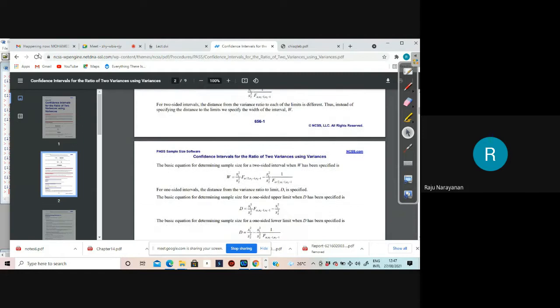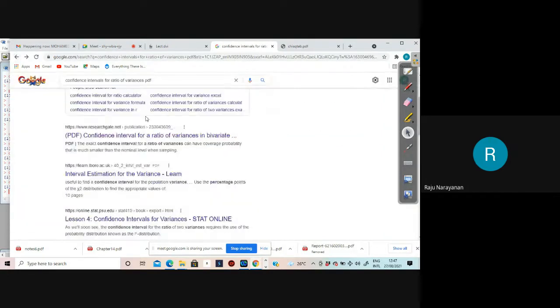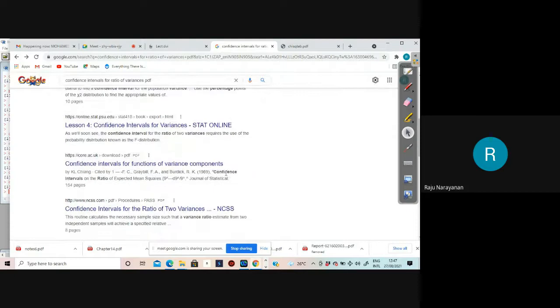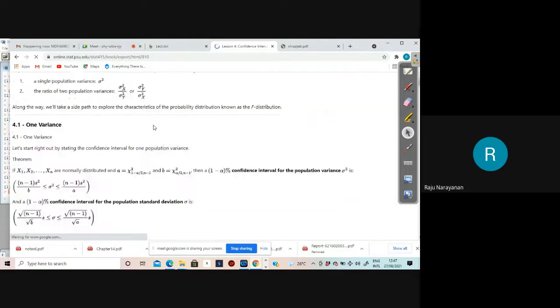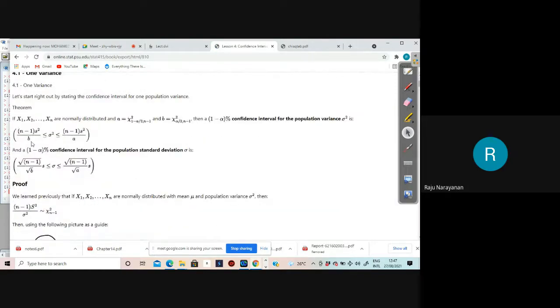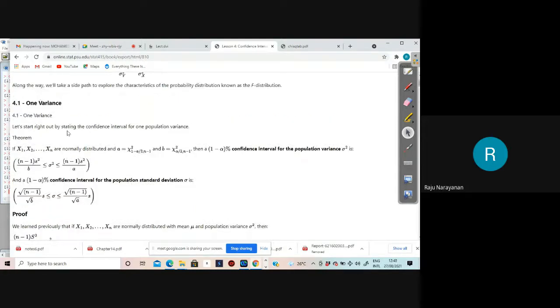F distribution. I think that is not a good note. That is not a confidence interval of variances on Stat Online. I don't know whether it is a good one or not. Yeah, (n minus 1) s square by sigma square. This is for one variance that we have seen. Okay, they have taken n minus 1.